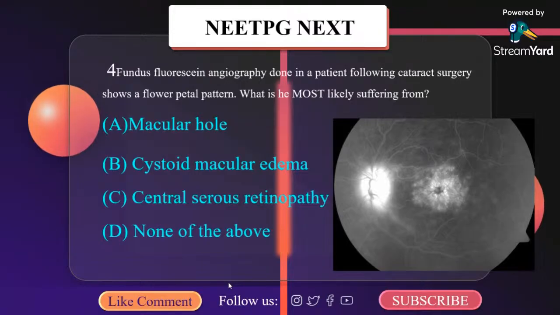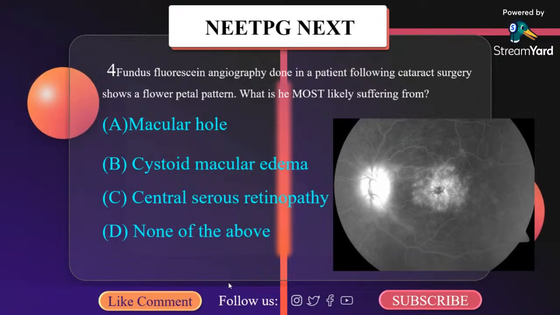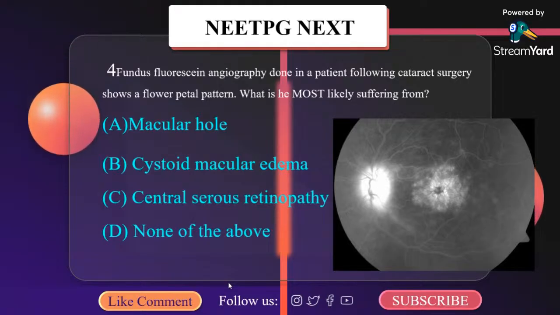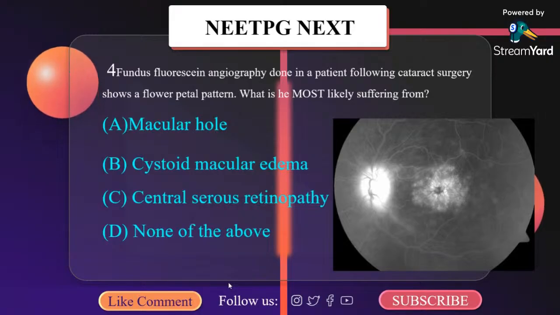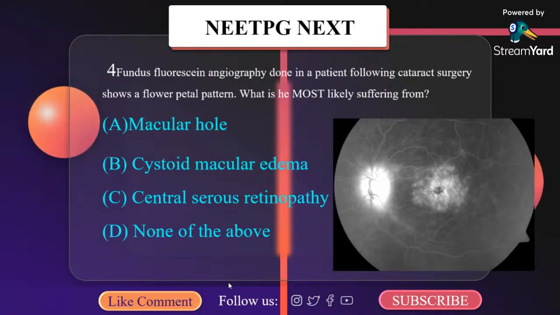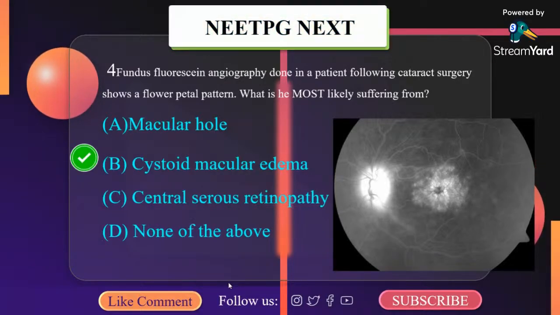Cystoid macular edema refers to a condition in which there is fluid accumulation in honeycomb-like spaces of the outer plexiform and inner nuclear layers. Fluorescence angiography shows leakage of fluorescent dye from the perifoveal retinal capillaries and peripapillary region, accumulating in a flower pattern around the fovea. It occurs most frequently following cataract surgery, especially if the surgery was complicated or prolonged. So the correct answer here is B, cystoid macular edema.